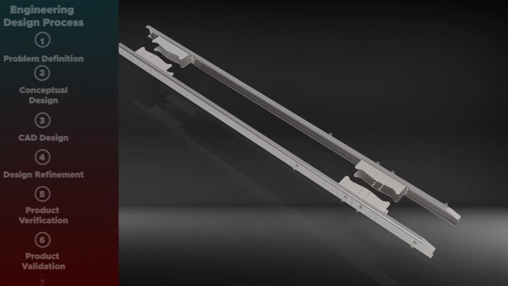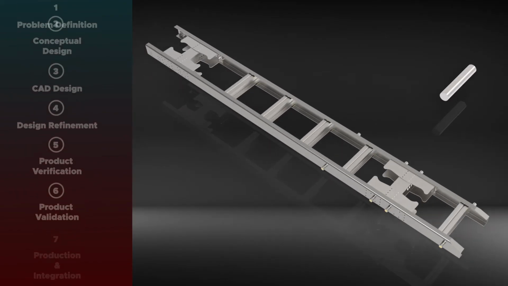In this animation, you can see how the suspension system components get assembled on a truck chassis.